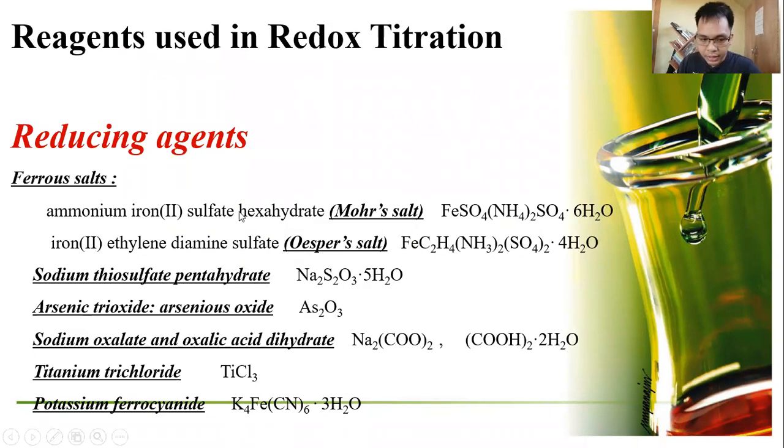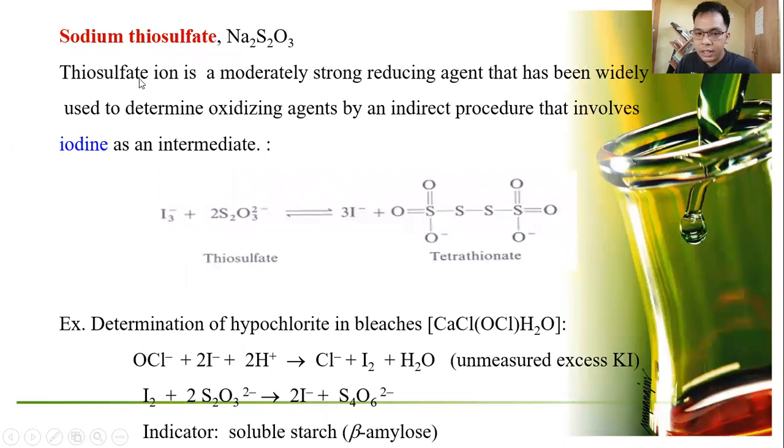And then sa ating sodium thiosulfate, here, the thiosulfate ion is a moderately strong reducing agent and it is widely used to determine oxidizing agents by an indirect method that involves iodine. So this is the typical reaction of the sodium thiosulfate with iodine as an intermediate here. Ayan, so these are the typical reactions.